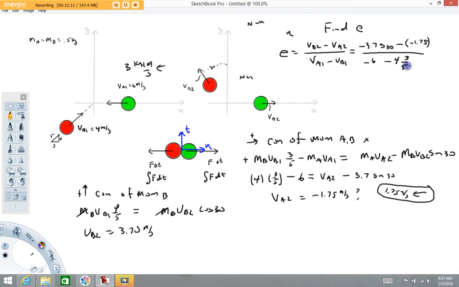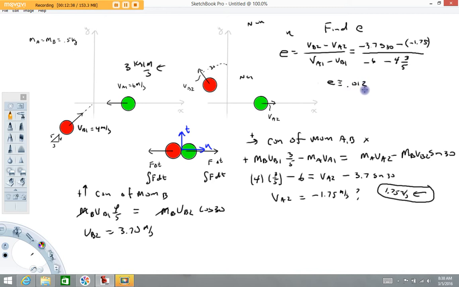So then I'm just going to divide that by 6 plus 12/5. And I get 0.0119 out of that, or I'm going to round that. I'm going to say that that's approximately 0.012. Coefficient of restitution is a dimensionless quantity.